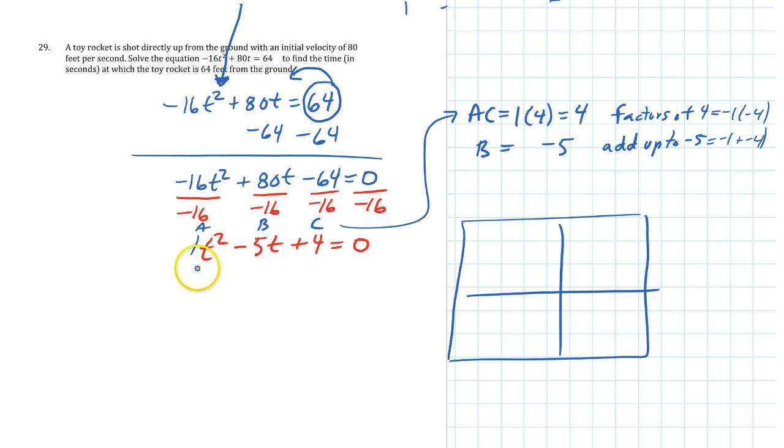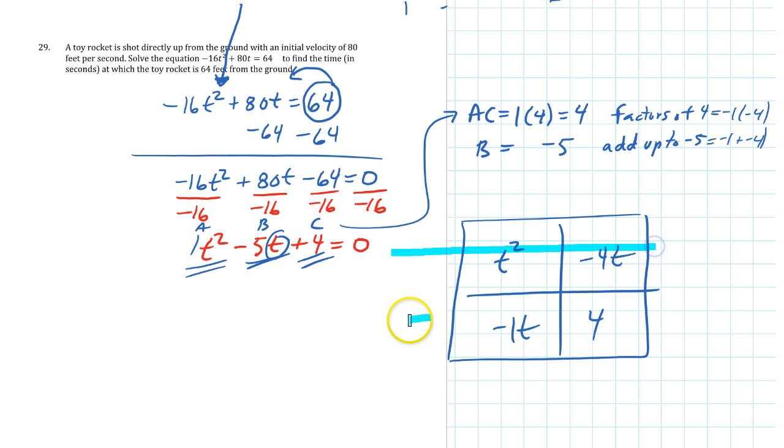So my box method: t squared goes here, 4 goes here, and the factors that I came up with are negative 1 and negative 4. Since the middle term is t, I put a t here and a t there. Looking at my rows, in my first row, you can factor out a t. My second row, I can factor out a negative 1. My first column, I can factor out a t. My second column, I can factor out a negative 4.